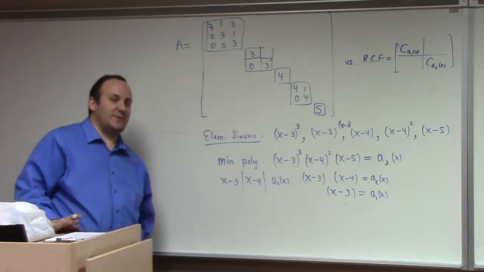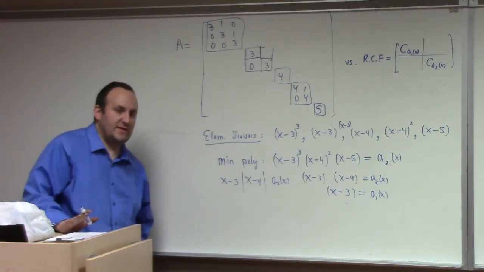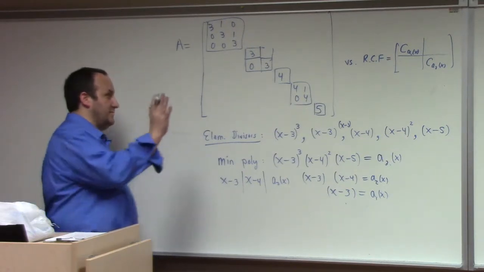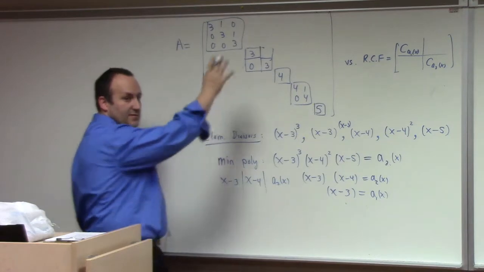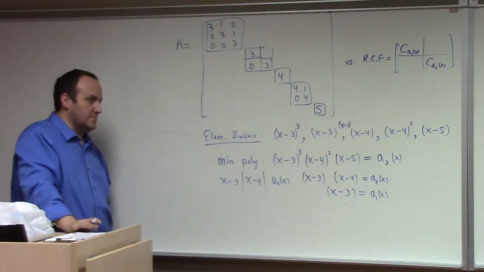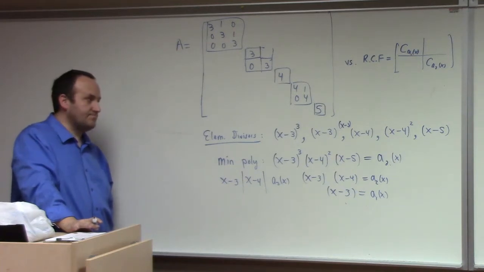But the larger point, I hope I showed you enough that you can see how to go from the Smith normal form for the matrix to either the Jordan blocks or to the rational canonical form. I am hoping that's starting to become clear.